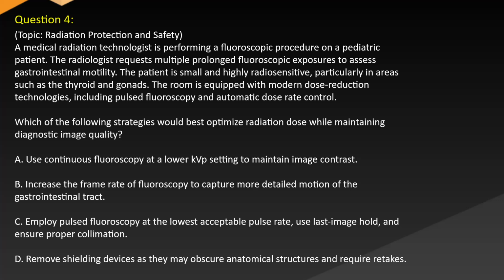A. Use continuous fluoroscopy, a low kVp setting to maintain image contrast. B. Increase the frame rate of fluoroscopy to capture more detailed motion of the gastrointestinal tract. C. Employ pulsed fluoroscopy at the lowest acceptable pulse rate. Use last image hold and ensure proper collimation. D. Remove shielding devices, as they may obscure anatomical structures and require retakes.